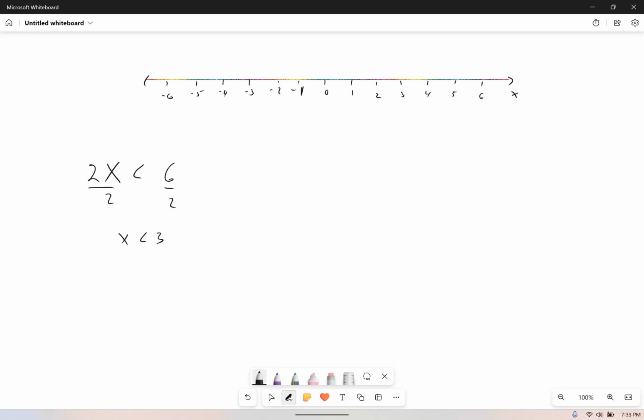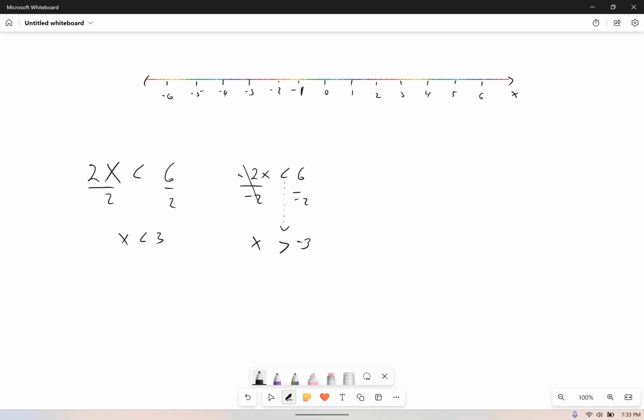Now something weird happens when I do this. Negative 2x is less than 6. When I divide by a negative 2, because I'm dividing by a negative 2, I get a positive x, 1x, and 6 divided by negative 2 is negative 3. But here's the deal. Here, my inequality sign has to change directions. And that might seem kind of weird at first. And I'm going to show you two ways that you can figure that out.